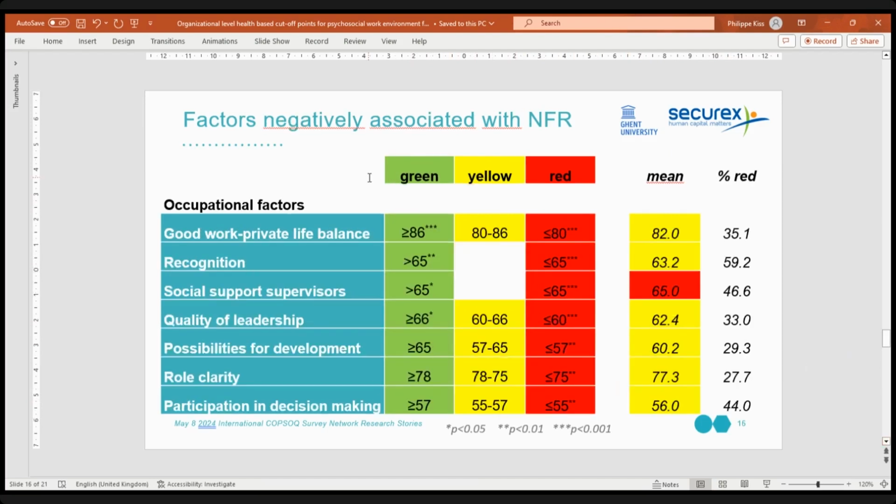This table shows you factors that are negatively associated with need for recovery. So when increasing this factor, the need for recovery will decrease. These factors need to be as high as possible. Hence, another direction of this sign. Again, I won't go through everything here. The blanks mean that there was no really big difference between the value for the green group and the value for the red group. Again, the mean figures, and again, the percentage of organizations in the red zone. You can also notice here that there are 3 factors for the green values that are not significant. We'll keep that in mind.